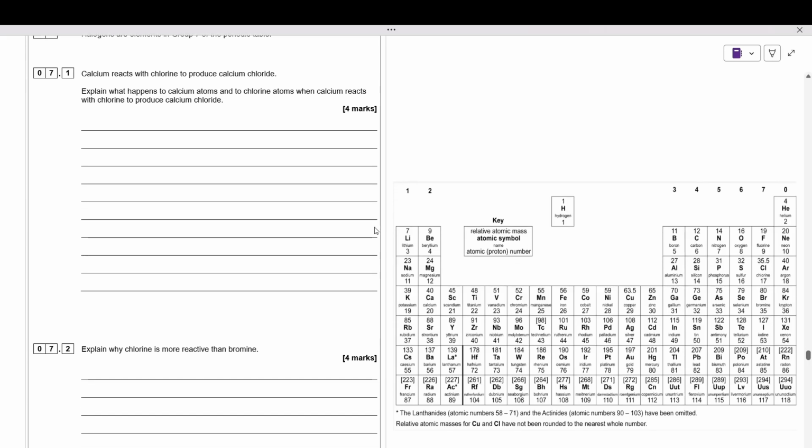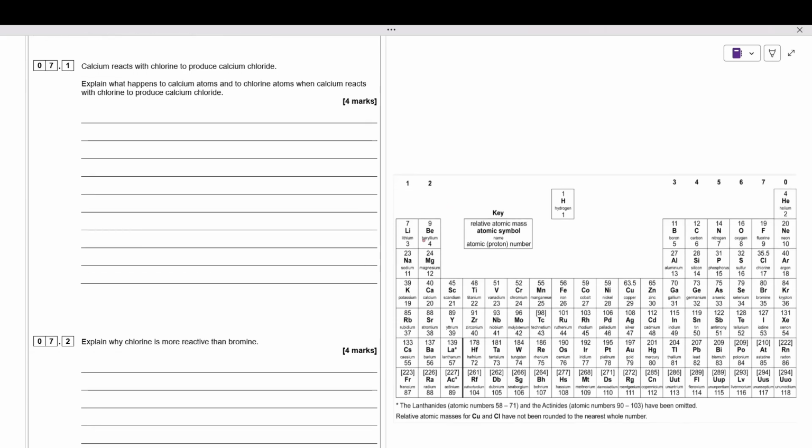Now, first, let's look at the groups that they're in. So we are looking at calcium, and we're looking at chlorine as well. Chlorine is in group 7, and calcium is in group 2. So some key information: this is a metal, which means it's going to lose electrons. And it's in group 2, which means it has 2 electrons on the outer shell, so it's going to be losing 2 electrons, and it's going to form a 2+ charged ion.